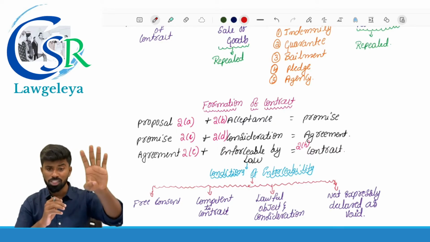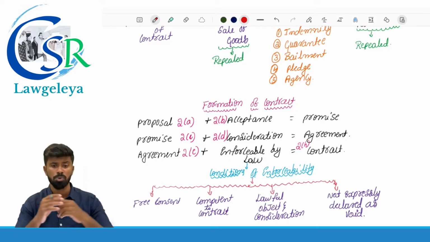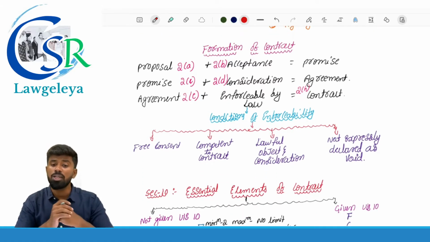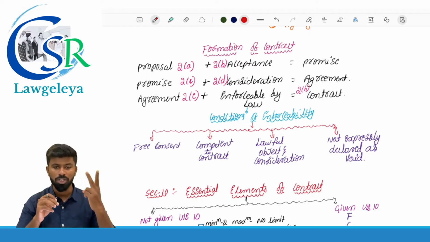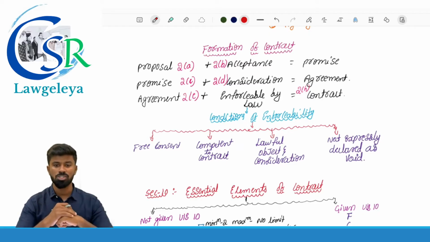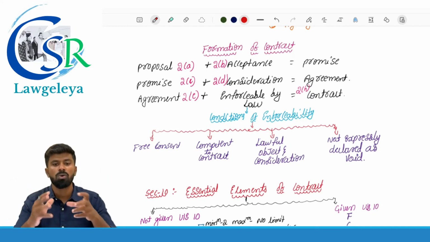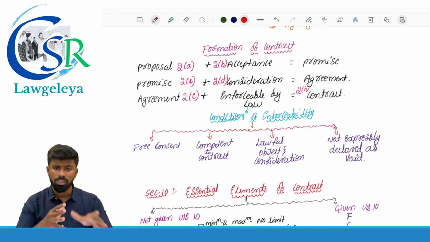And there are 4 conditions of enforceability. Section number 10 provides the 4 conditions which are required to be satisfied to be a valid contract. What are they, sir? Fish can laugh at night. That is free consent, competent to contract, lawful object and consideration, which is not expressly declared as void. Sir, how to remember the section numbers of these words?